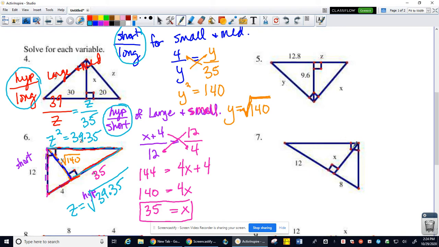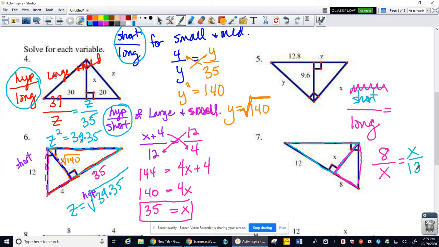X is the short leg of your medium triangle, and it's also the long leg for your small triangle. This is the small triangle on this side. So we're going to compare the short leg over the long leg. The short leg for your small triangle is 8, and the long leg for your small triangle is x. Now we look at our medium. X is also the short leg for your medium triangle. So short over long is in proportion to short over long. 12 is the long leg for your medium triangle.